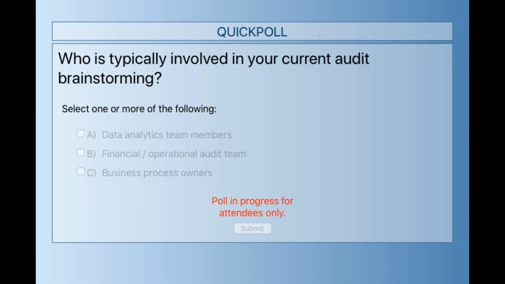So far, 89% have said that their financial and operational audit team are the most involved in their audit brainstorming, followed by the business process owners and the data analytics team members evenly. So great information.